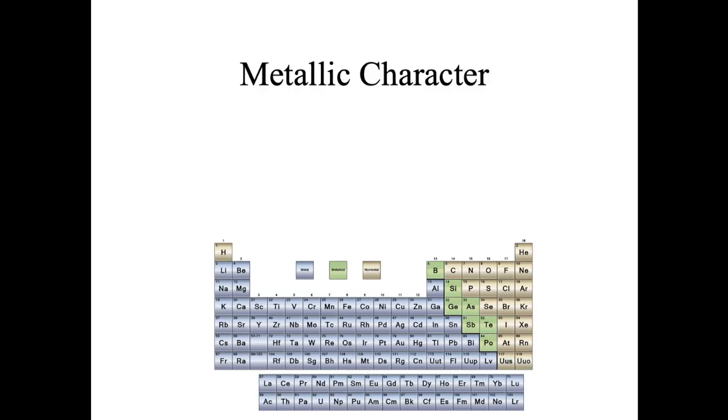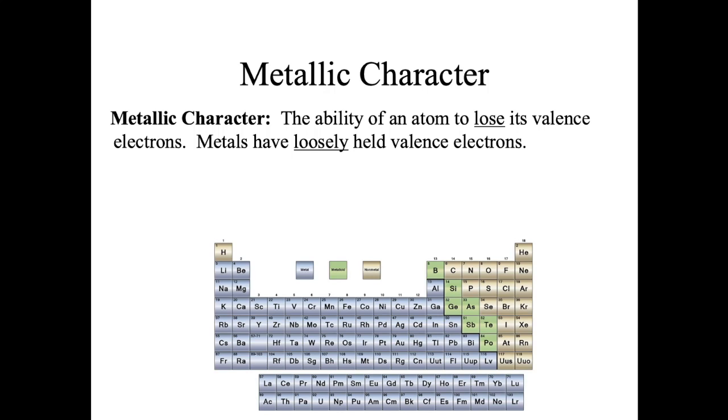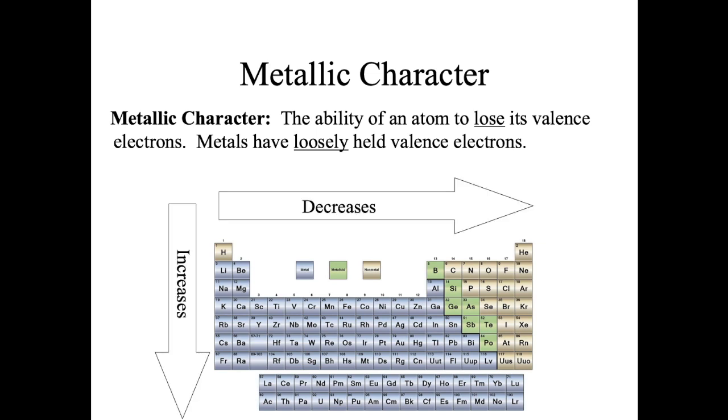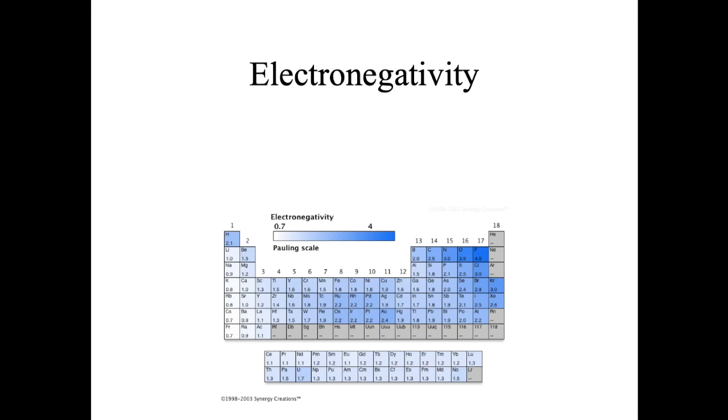Now let's talk about metallic character. Metallic character is the ability of an atom to lose its valence electrons. And metals tend to do this more easily because they have very loosely held valence electrons. So metallic character decreases as you move across a period, and it will increase as you move down a group. So the most metallic element is going to be francium, because it's in the far bottom left corner of the periodic table. Lastly, let's talk about electronegativity.